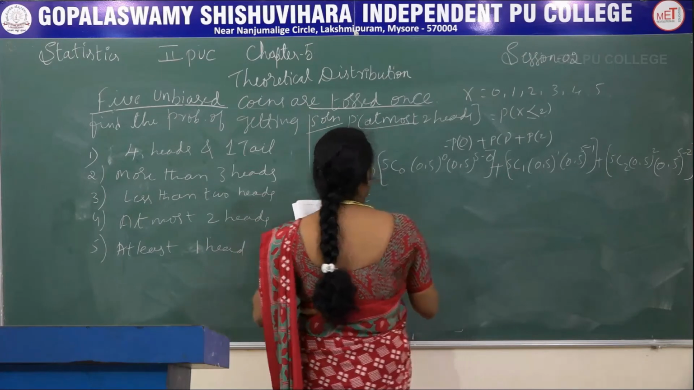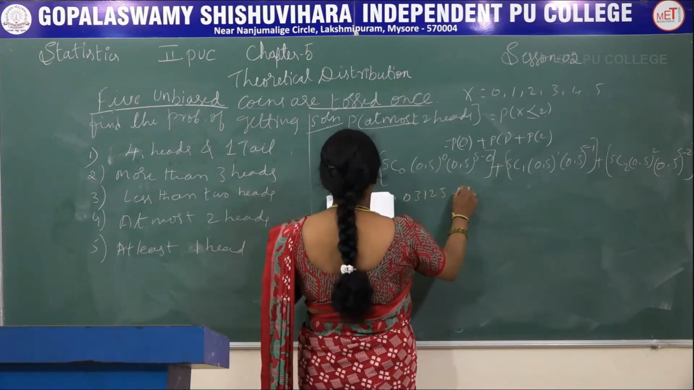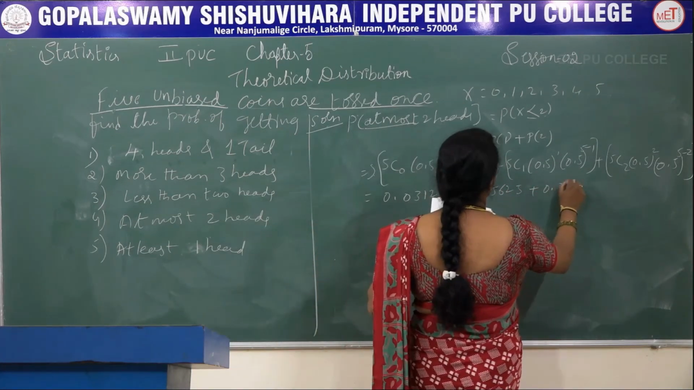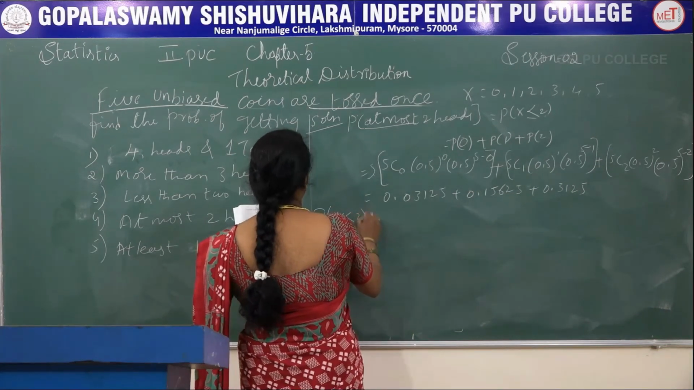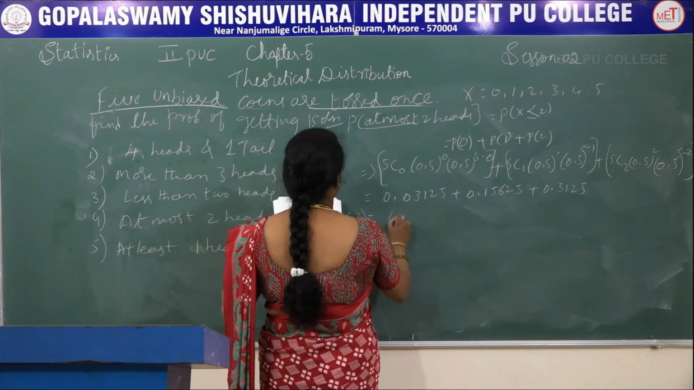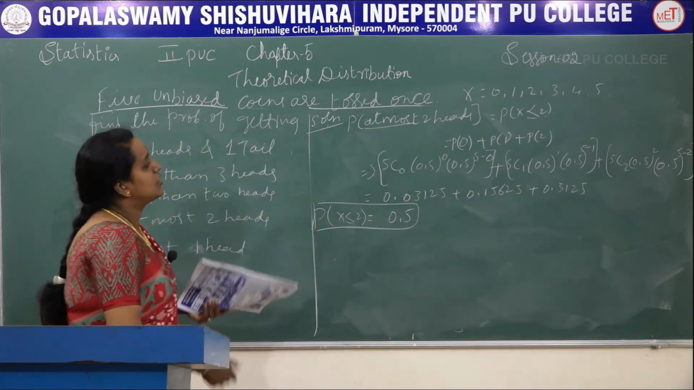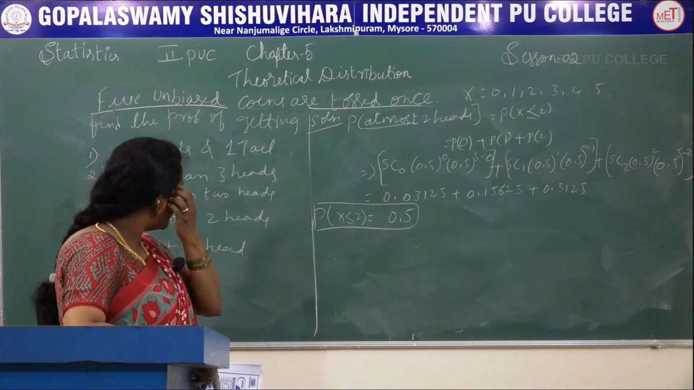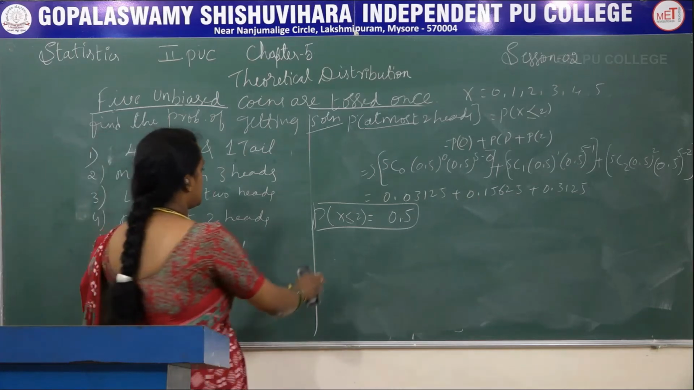After simplification, you will get 0.03125 plus 0.15625 plus 0.3125. So the probability of x less than or equal to 2, or at most 2, is 0.5. Here we find the probabilities of P0, P1 and P2, and at last you get the probability value as 0.5.